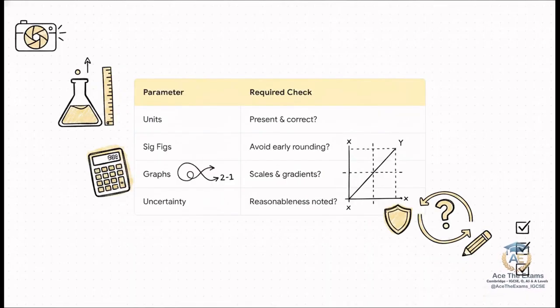So I want you to mentally screenshot this checklist. Treat this as your ultimate write-your-own-answer checkpoint. Before you even think about moving to the next question in the exam, run your answer through these exact parameters. Units. Are they actually there, and are they correct? Significant figures. Did I keep the full number in my calculator and only round at the very end? Graphs. Are my scales linear, and did I clearly draw my gradient construction lines? Uncertainty. Did I note if the result is reasonable, or did I mention a safety precaution? If you tick these boxes, your marks are safe.